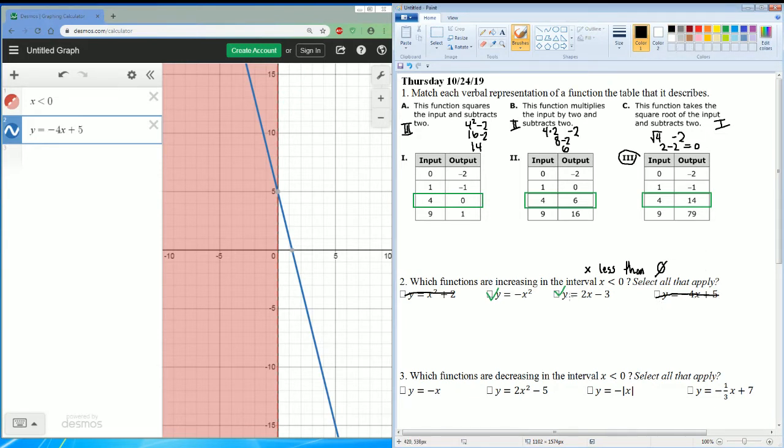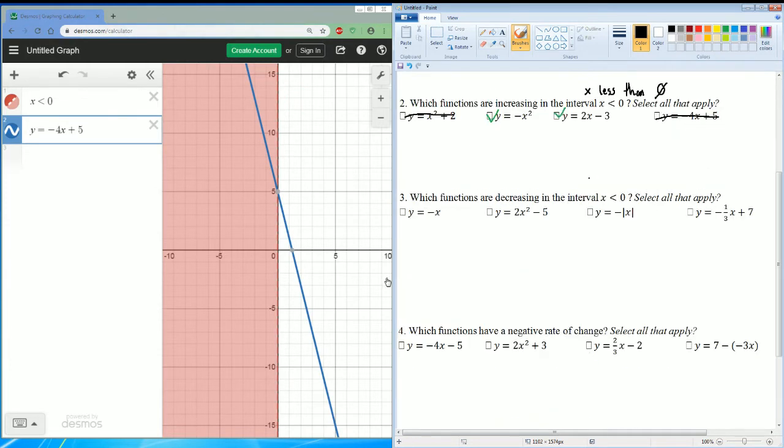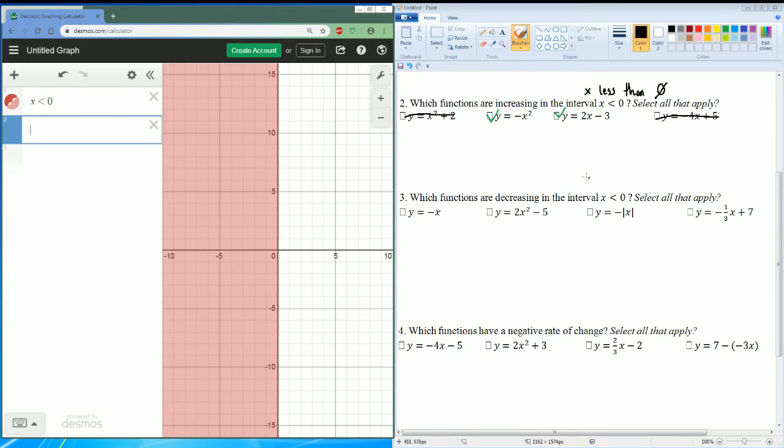Please understand you cannot do these without the graph. You have to use desmos.com, hit the graphing calculator. So you could just type in desmos.com and hit calculator. Here, which functions are decreasing from this interval? Is it the same interval? X is less than 0. Yep, the interval is x is less than 0.